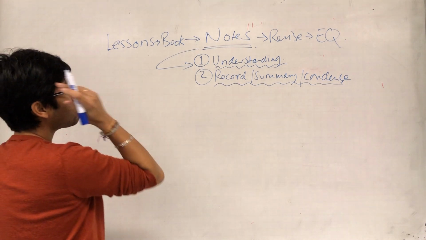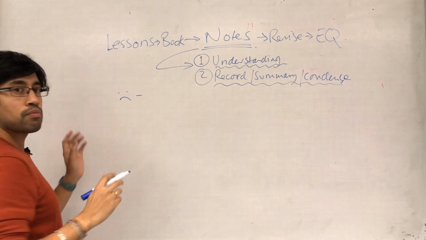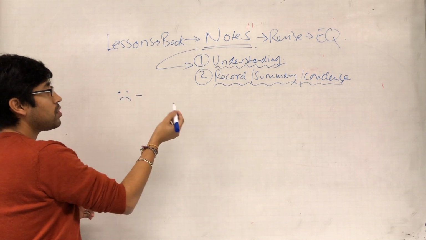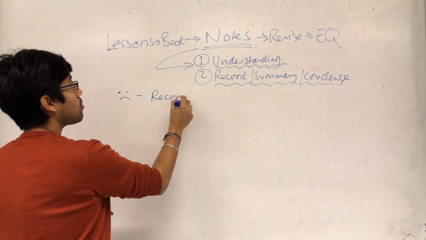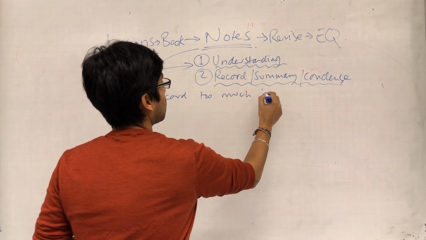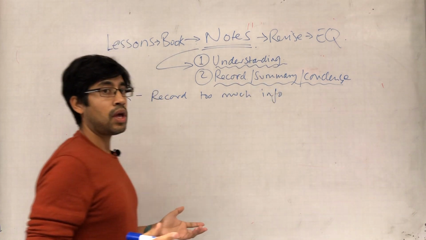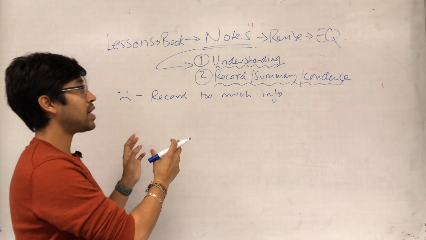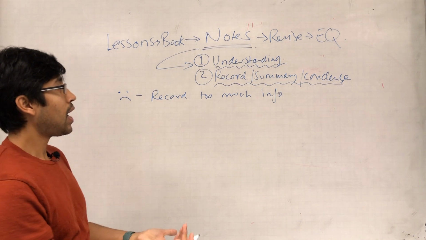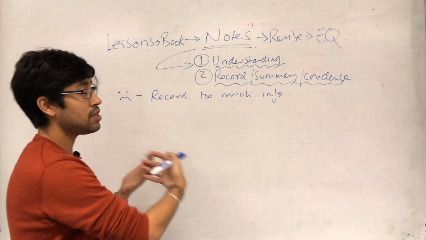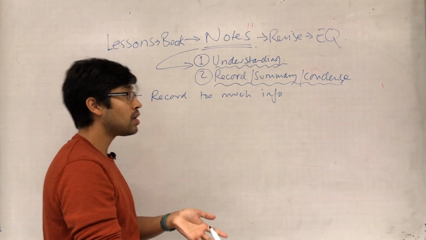I think three main things go wrong. First is we may record too much information. So we're transferring too much information from the textbook into our notes, and there's not enough condensing and summarizing happening. We're essentially just transferring information over.